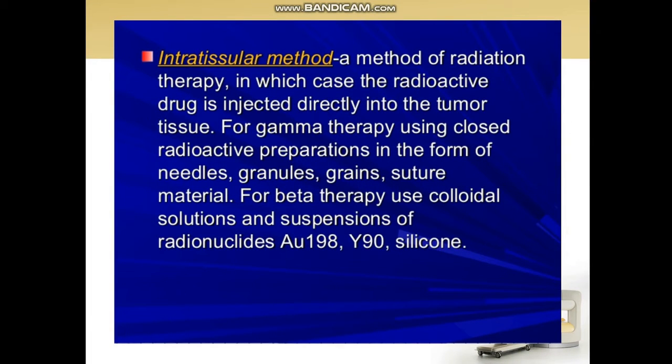The intertissue method of radiotherapy is a method in which the radioactive drug is injected directly into the tumor tissue. For gamma therapy, closed radioactive preparations are used in the form of needles, granules, grains, and suture material. For beta therapy, colloidal solutions and suspensions of radionuclides such as aurum, iodine, and silicon are used.